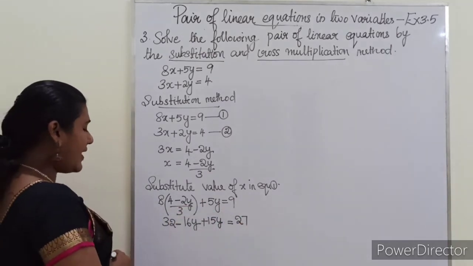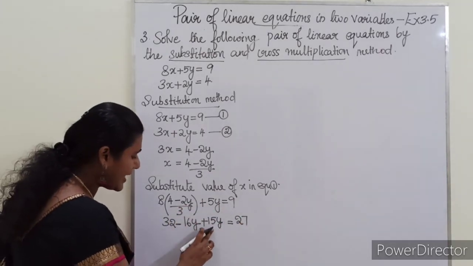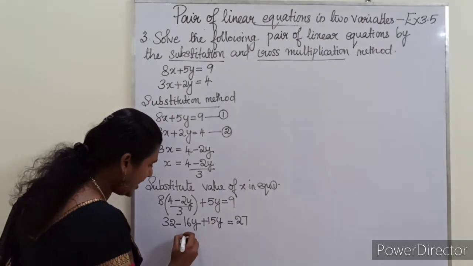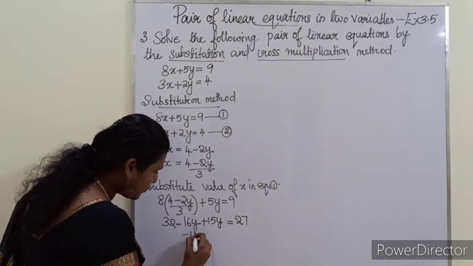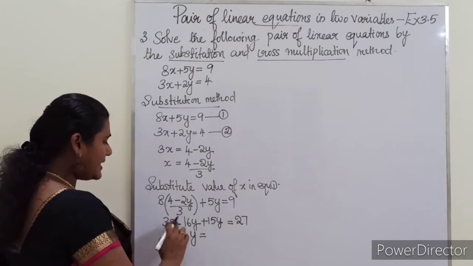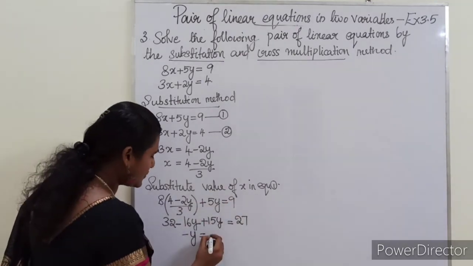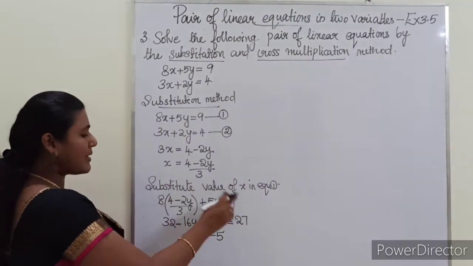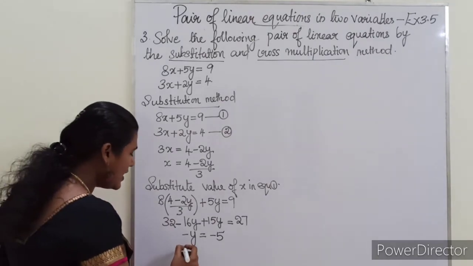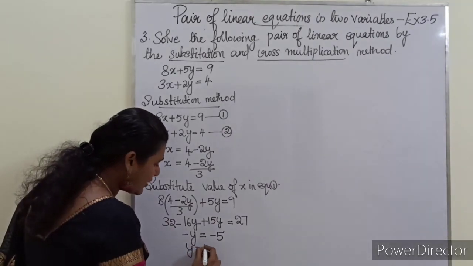Now we will simplify this. Here when you simplify minus 16y and plus 15y, we will get minus y is equal to 27 minus 32. So that is minus 5. 27 minus 32 is minus 5. So the value of y is equal to 5.